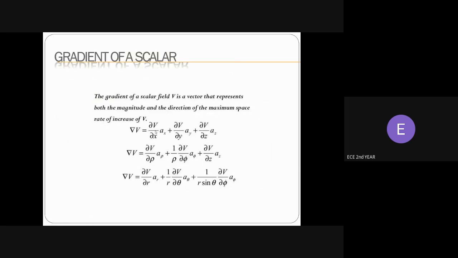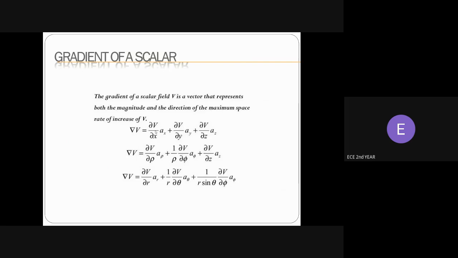And the other operator, we'll see that later, curl. Before that, we'll see the gradient of a scalar. Previously, we have seen the formula for del for all coordinate systems. Here, we will take one more thing, that is the gradient. The gradient of a scalar is a vector that represents both magnitude and direction for the rate of rise of V.